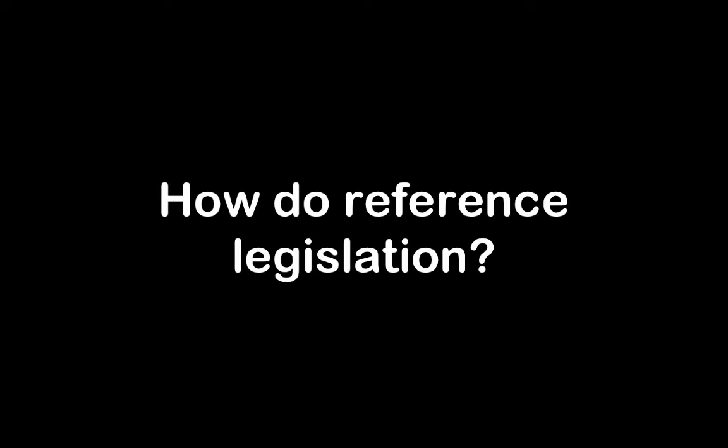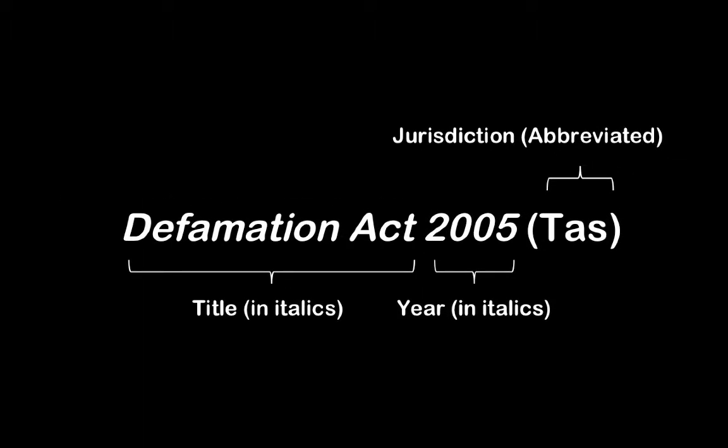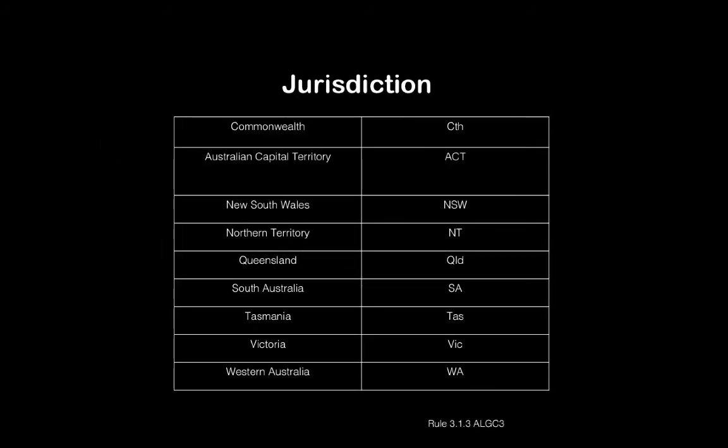When you are citing legislation, you want to use the short title of the legislation, the year the legislation is passed, and the jurisdiction. The short title of the Act should always appear in italics, and the jurisdiction of the statute appears in brackets after the short title, but is not italicised. The AGLC 3 guide includes how jurisdiction is abbreviated. It is important to note that jurisdiction should always be placed in parentheses following the year and is not in italics.